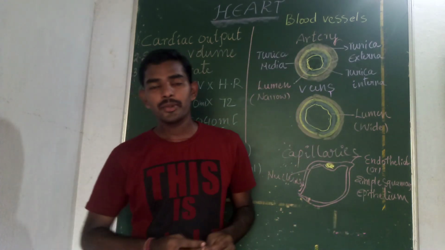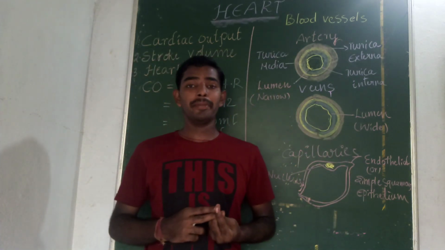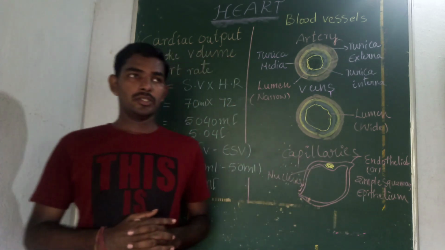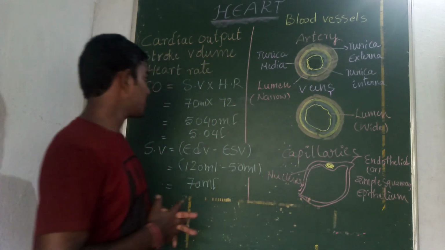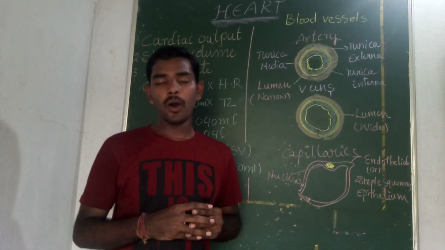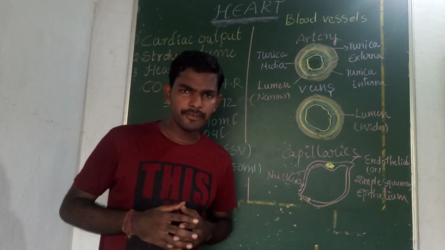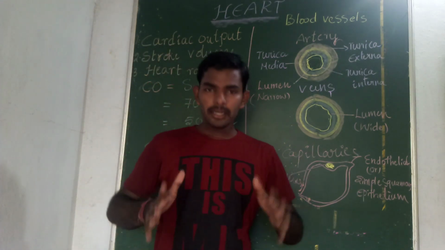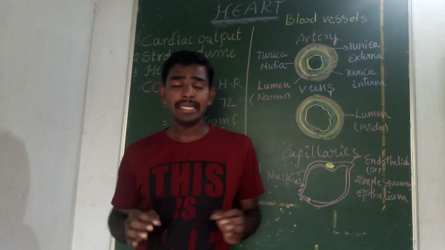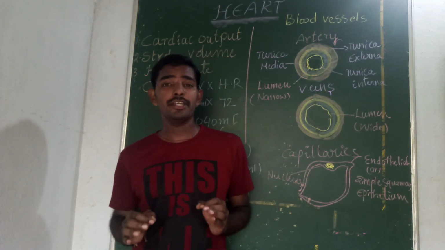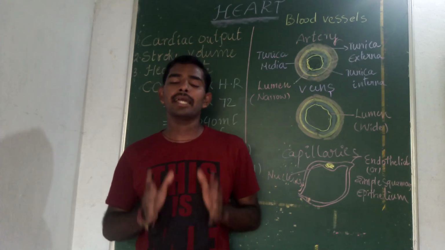How are you all? Today we will discuss the continuation of the topic of the heart. In this topic, we'll discuss how to calculate the cardiac output. First we have to know the definition of cardiac output. Cardiac output is nothing but the amount of blood that is released from the heart from each ventricle in 1 minute.